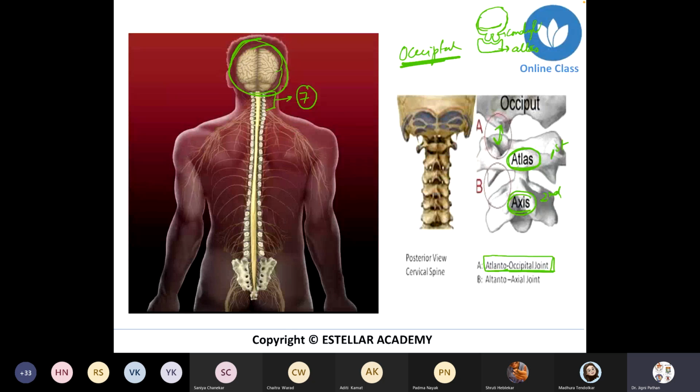Now this atlas is resting on the next vertebra, that is axis. That joint is called atlanto-axial joint. Are you getting the point? Very, very important. 100% question from here. Please do write down.